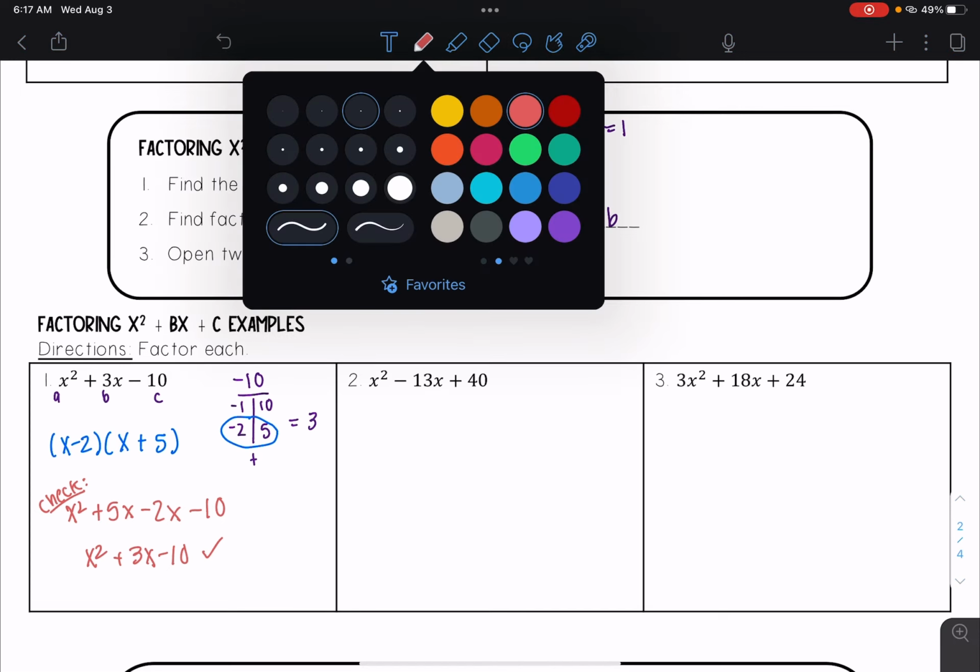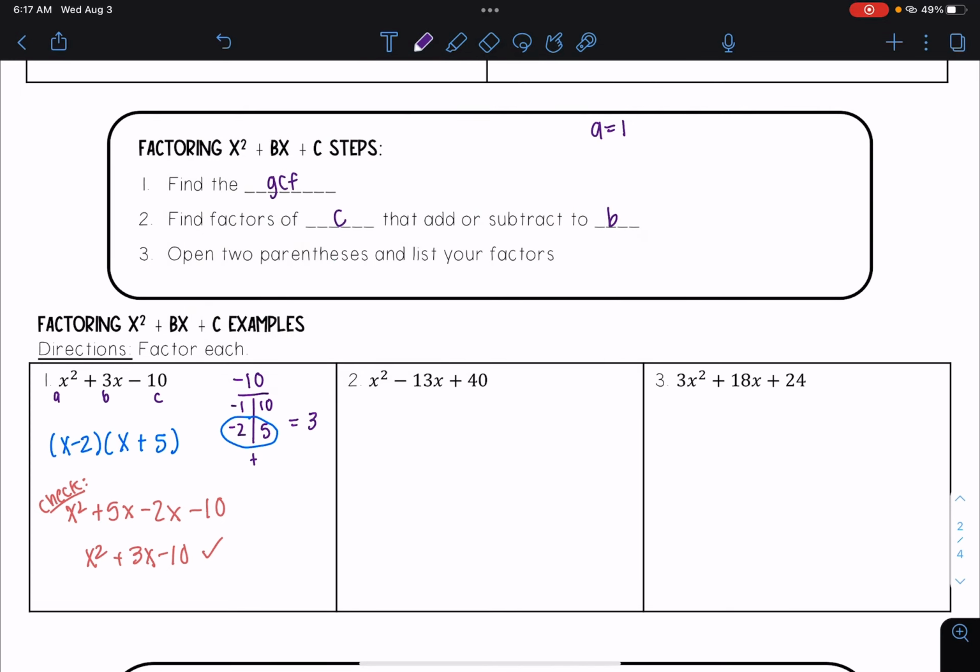Let's look at another one. Here I have x squared minus 13x plus 40 that I'm wanting to factor. So I want to find what factors multiply to 40, but then add to equal negative 13. So this time, since my numbers are multiplying to a positive 40, but adding to negative 13, all of my factors need to be negative.